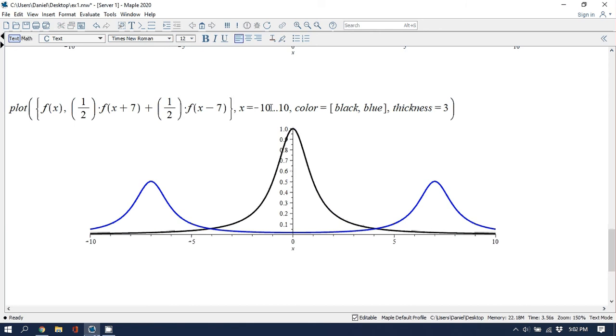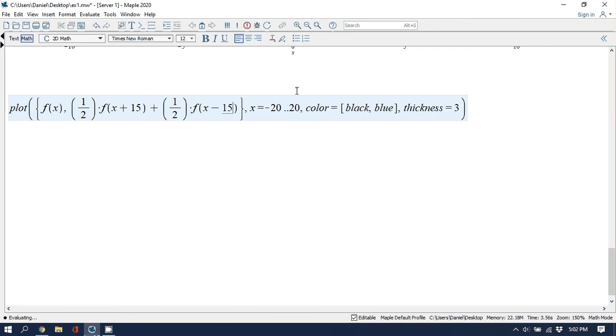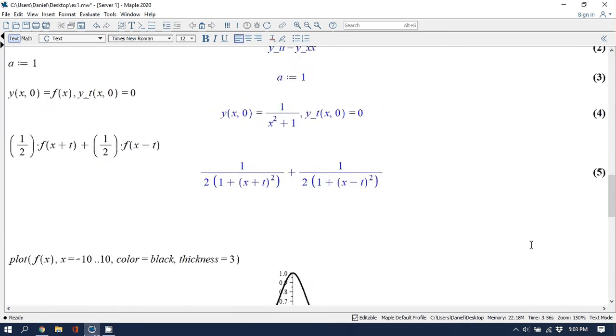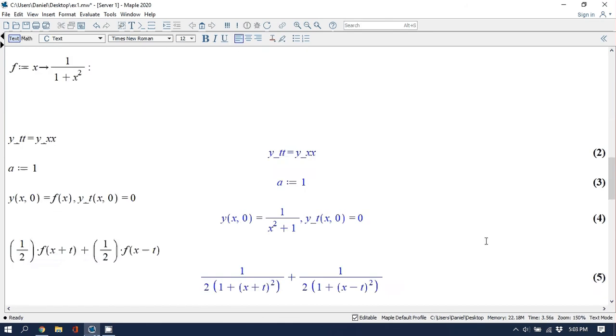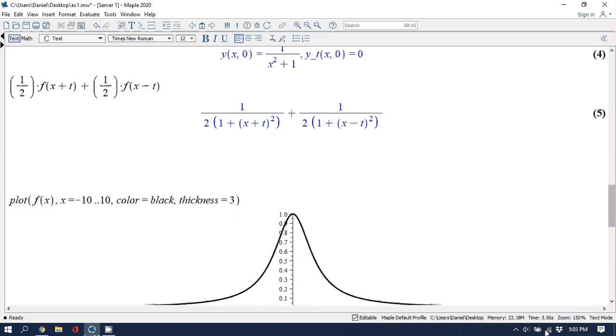If I want to see it, let's say 15 seconds later, I have to obviously increase the range of the graph here. And then same idea. Nothing snaps back because the wire is infinite. So I hope this simple example gives you an understanding of why we call these two components of the solution traveling waves: 1/2 f of x plus at, and 1/2 f of x minus at. So that's it for this presentation.